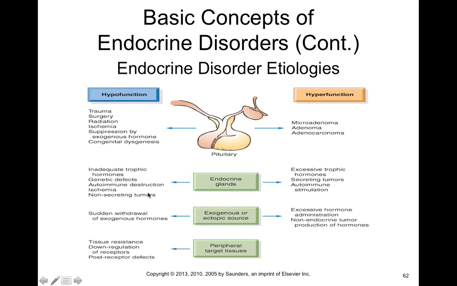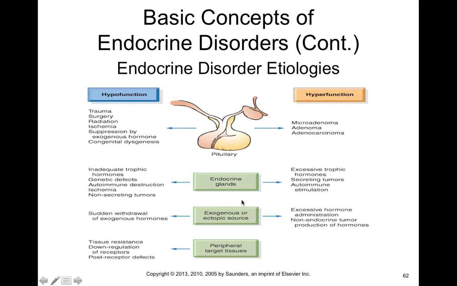Otherwise, you might get deficiencies in hormone from inadequate trophic hormones, or genetic defects in a hormone, where the hormone might not be structured normally due to some sort of genetic defect. From autoimmune destruction, where your immune system can start to kill off endocrine glands and tissues, ischemia or lack of blood flow to organ tissue, and non-secreting tumors. Like if a tumor is growing in your thyroid gland and it's starting to impinge on nearby structures, but it's also non-secreting, then you won't get hormone being released.